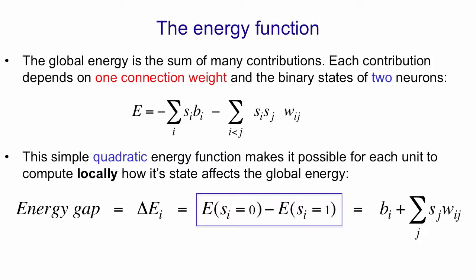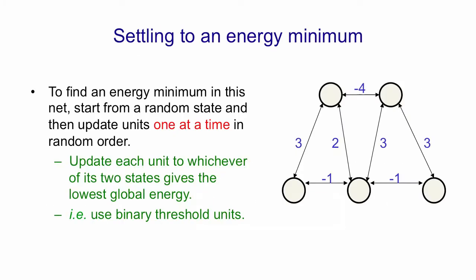So if you look at the equation for the energy and you differentiate it with respect to the state of the ith unit, it's a funny thing to do because it's a binary variable. But if you differentiate it, you'll see you get the binary threshold decision rule, but without the minus sign, because that's for going downhill in energy. So by following the binary threshold decision rule, a Hopfield net will go downhill in its global energy.